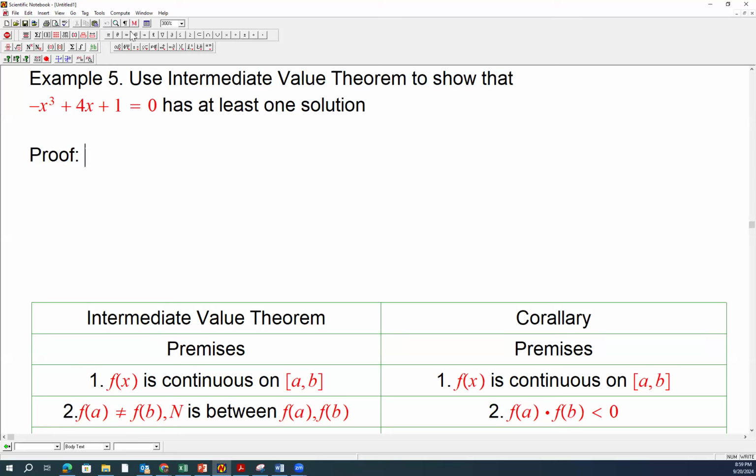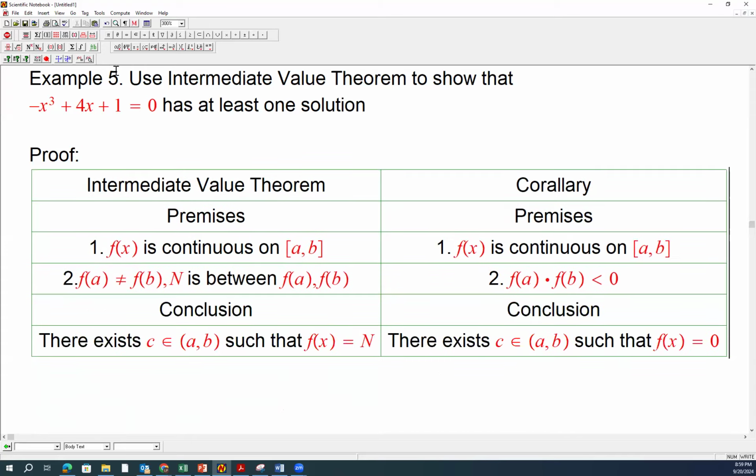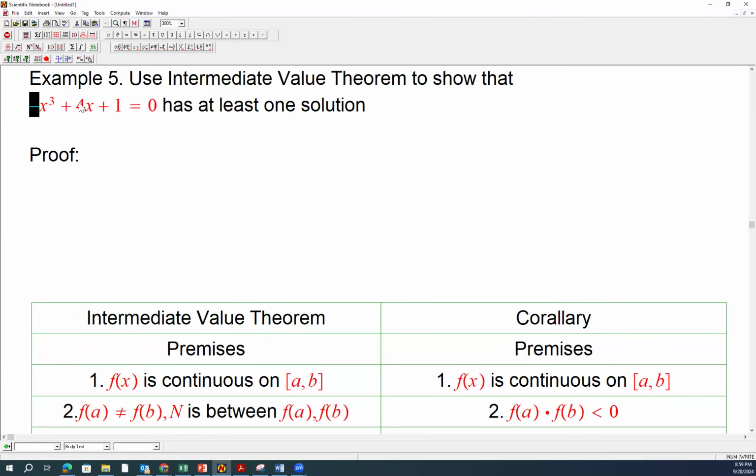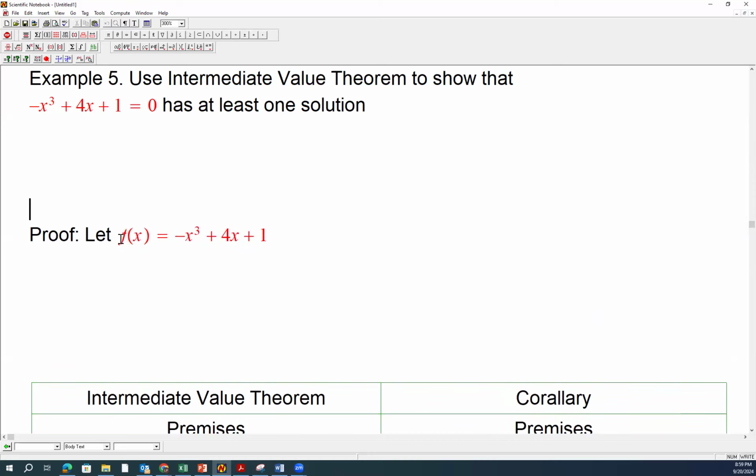So we're going to choose our function to be, oh, oops, sorry. That's our function. Okay, so we can let this be our function. And of course, this is a polynomial. It's continuous on the entire number line. So we just have to identify our interval, right? So we're going to identify our interval.